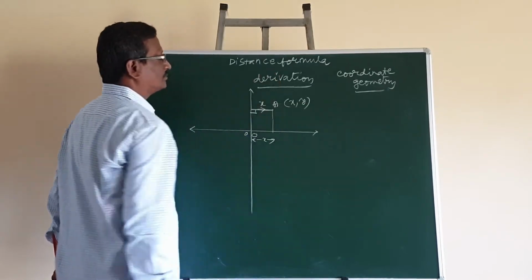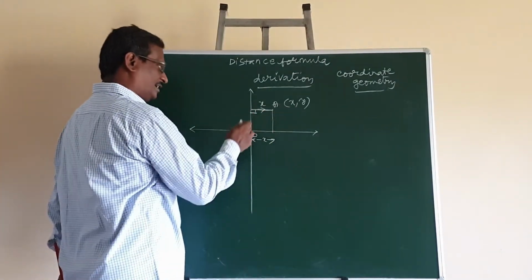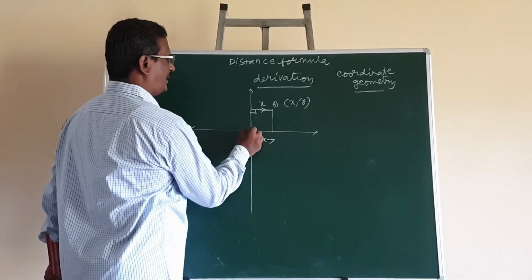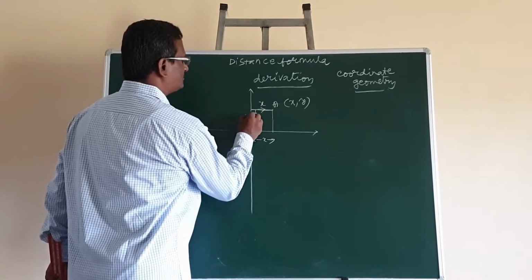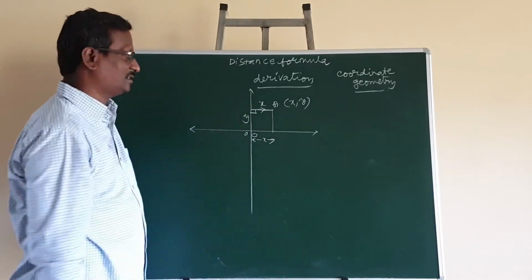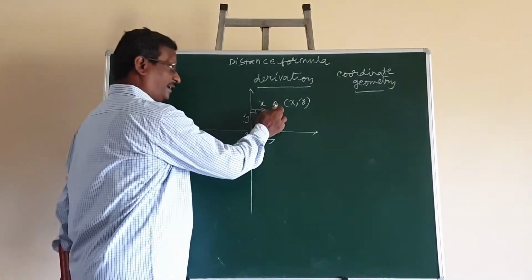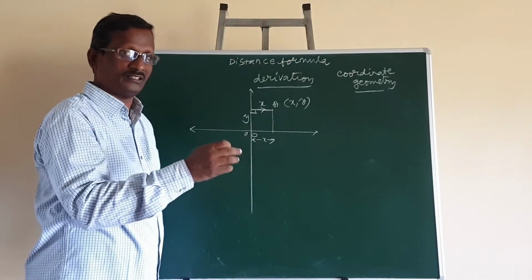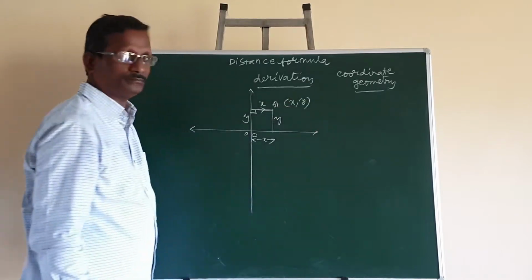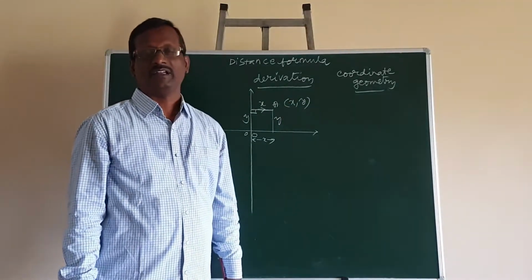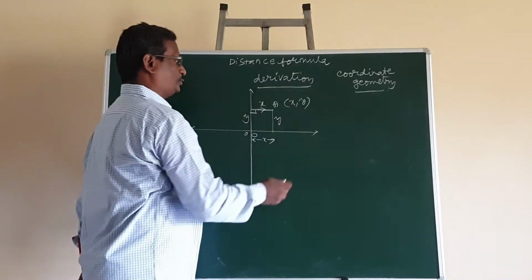This is x. If the y coordinate of the point A is y, it means in the direction of the y-axis, the distance of the point from the origin is y. It is also said that the same is the perpendicular distance of point A from the x-axis, in the direction of the y-axis. This one is y.